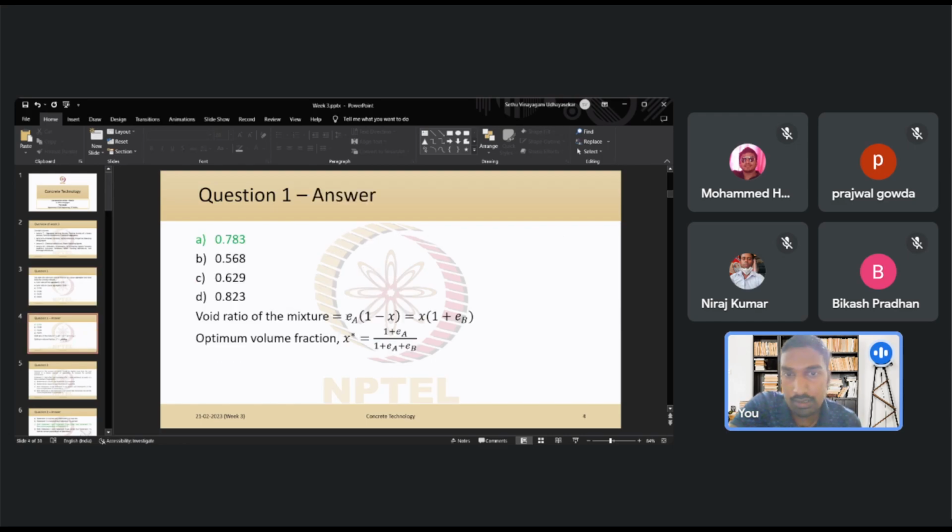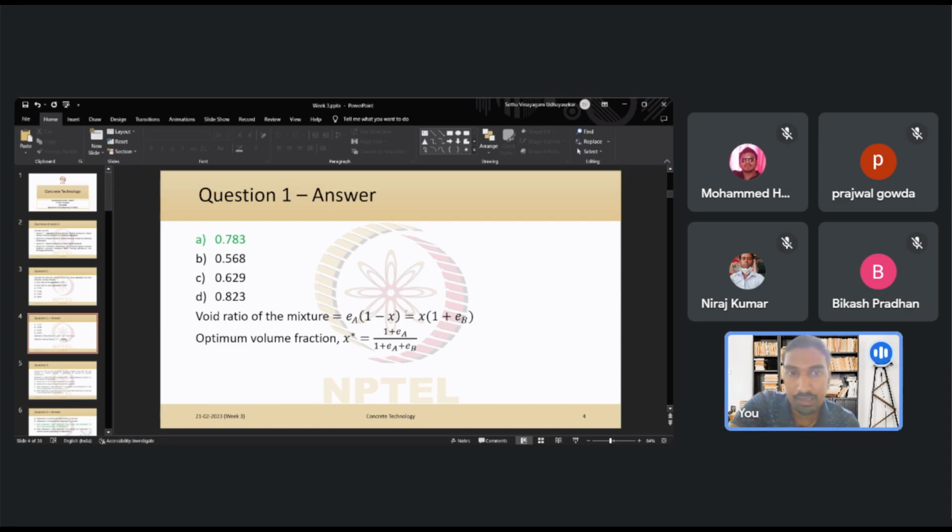We looked at this in the first lecture of week 3, right? We considered two different cases. In one case, we add a little amount of coarse aggregate into the fine aggregate, and we derived the void ratio of the binary mixture in terms of the volume fraction of the coarse aggregate that is added, denoted by small x. EA is the void ratio of the fines, and x is the fraction of the coarse aggregate that is added. So this is the expression that we get when we add a small quantity of coarse aggregate into the fine aggregate.